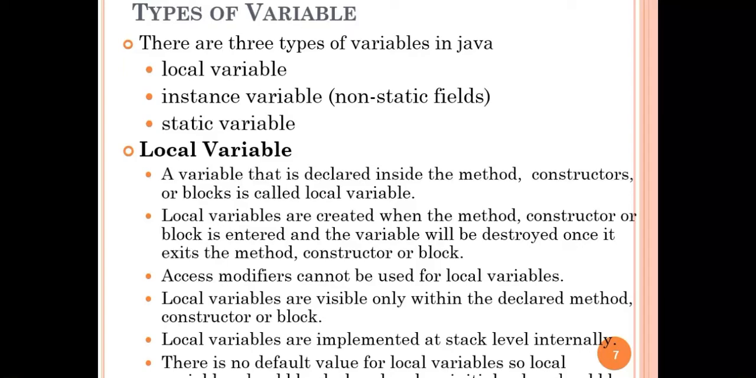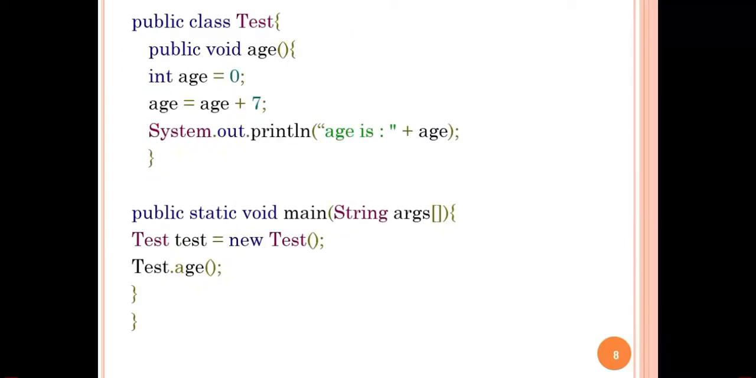So the code is: public class Test, public void age(), int age = 0; age = age + 7; System.out.println("age is " + age); public static void main(String[] args), Test test = new Test(); test.age().